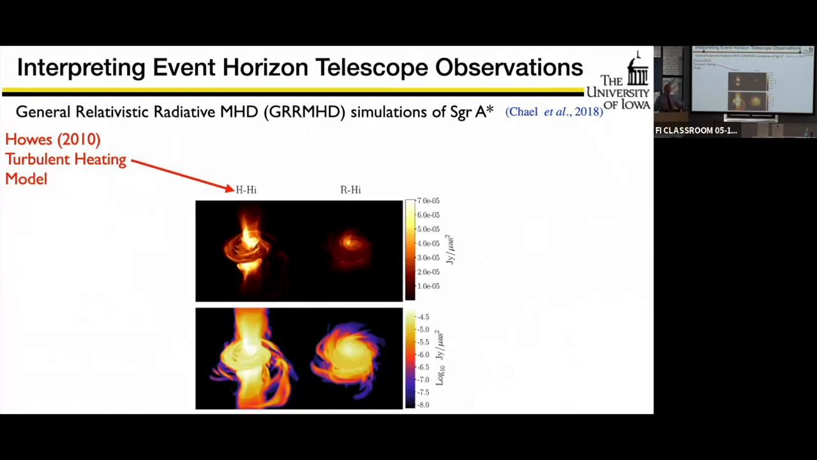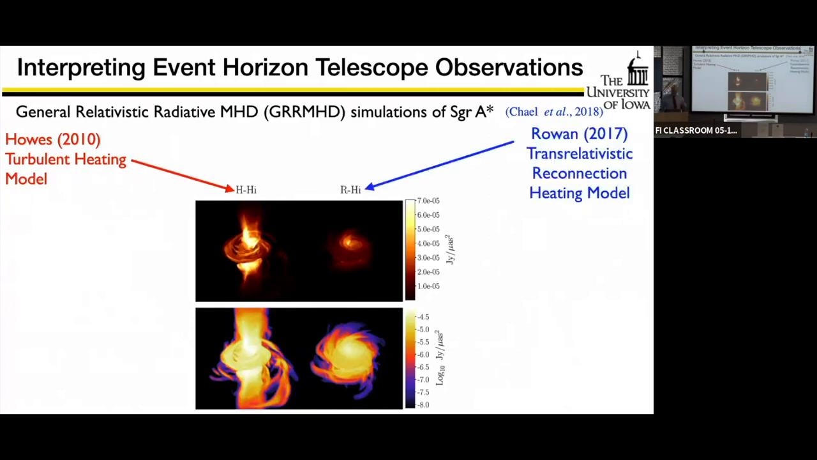On the left side, they've used a turbulent heating model that I developed back in 2010, which basically looks at the dissipation of a large turbulent cascade. And on the right is a heating prescription developed from the physics of transrelativistic magnetic reconnection. As you can see, there's a dramatic difference in the simulated emission. This is what you would see, the light emitted from it, if you could resolve that system.